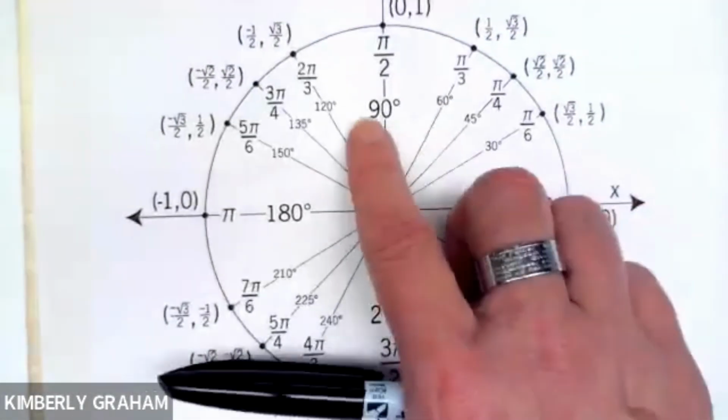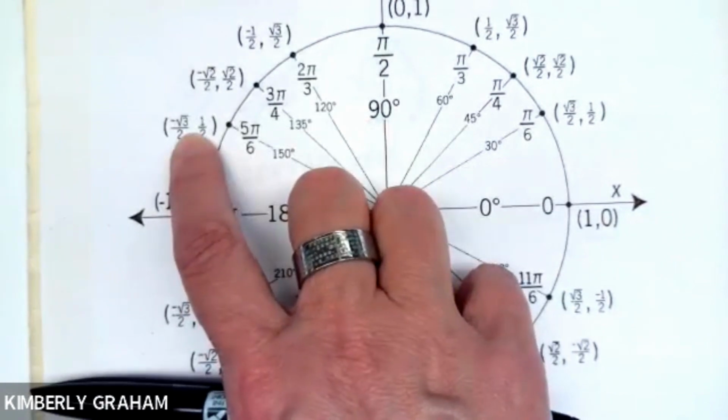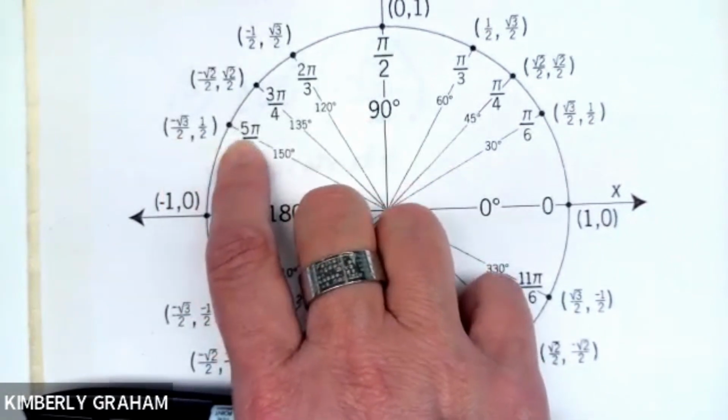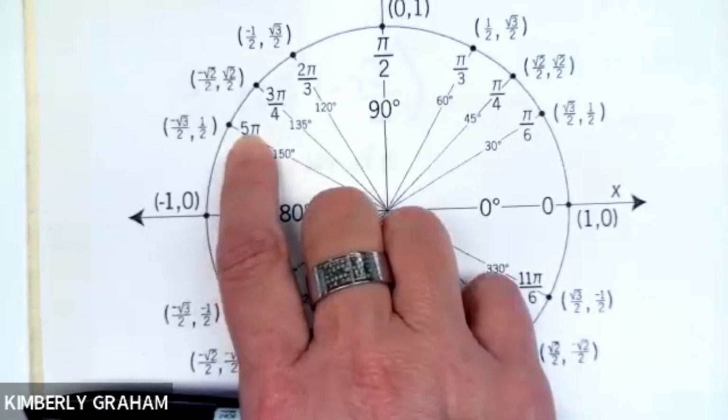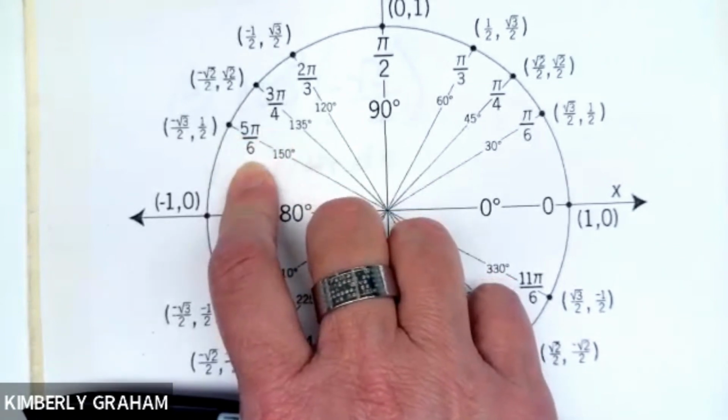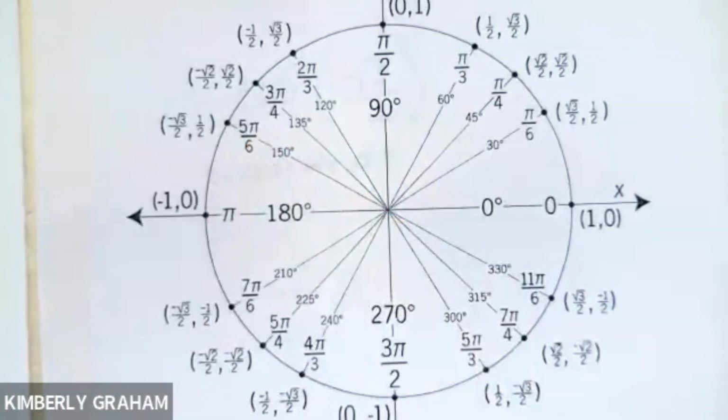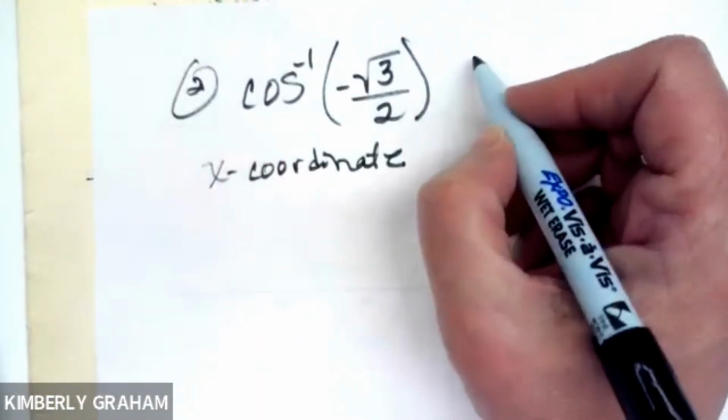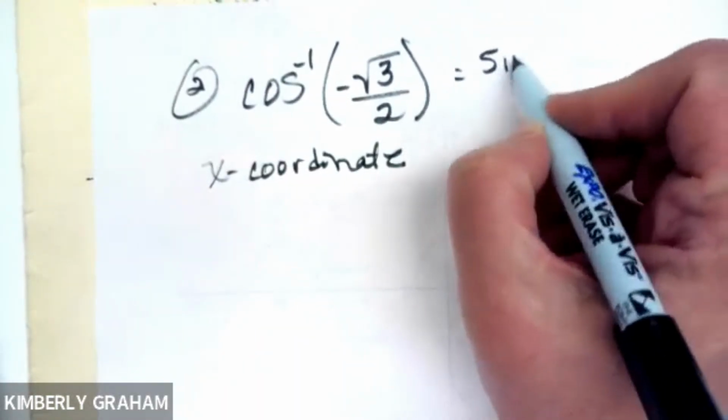So I look over here for my x value to be negative square root of 3/2. And I'm at the point, or at the angle of 5π/6. And that's going to be my answer, 5π/6.